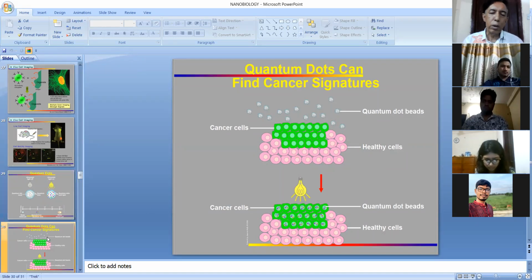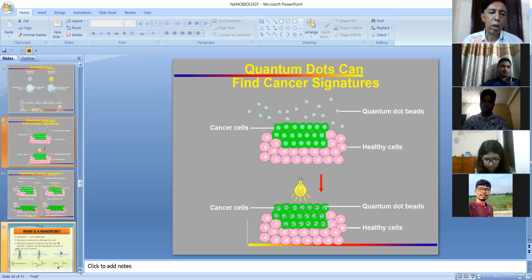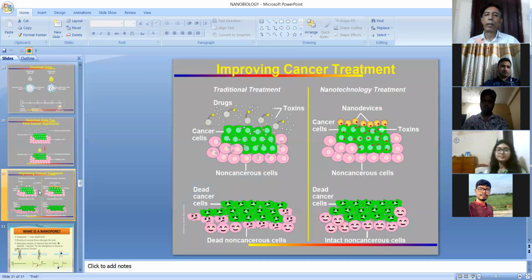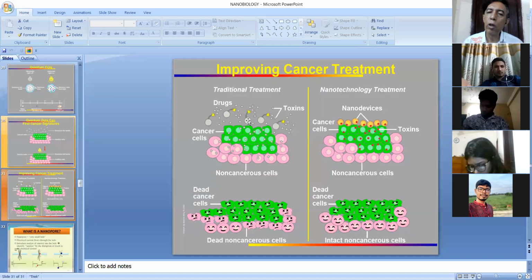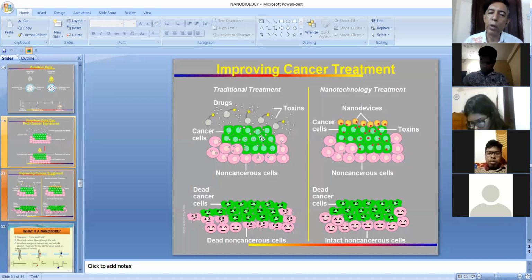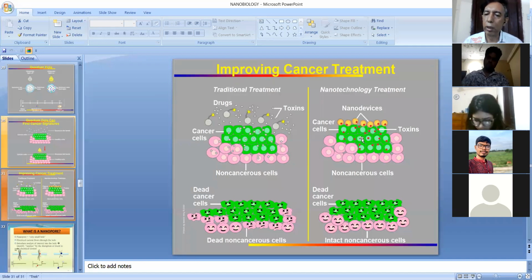Now, you see the cancer treatment. If you attach medicine on that quantum dot, then this quantum dot will enter into the cancerous cell, and the cancerous cells will be destroyed.